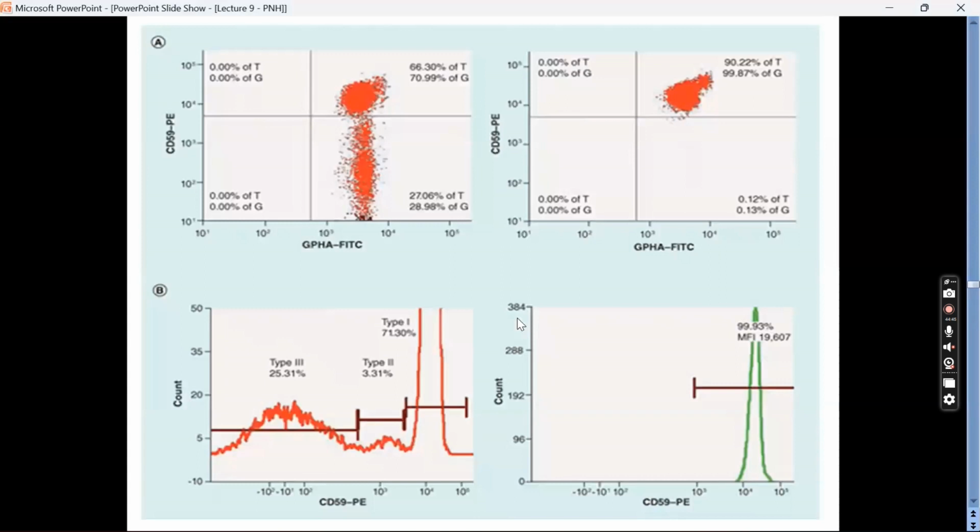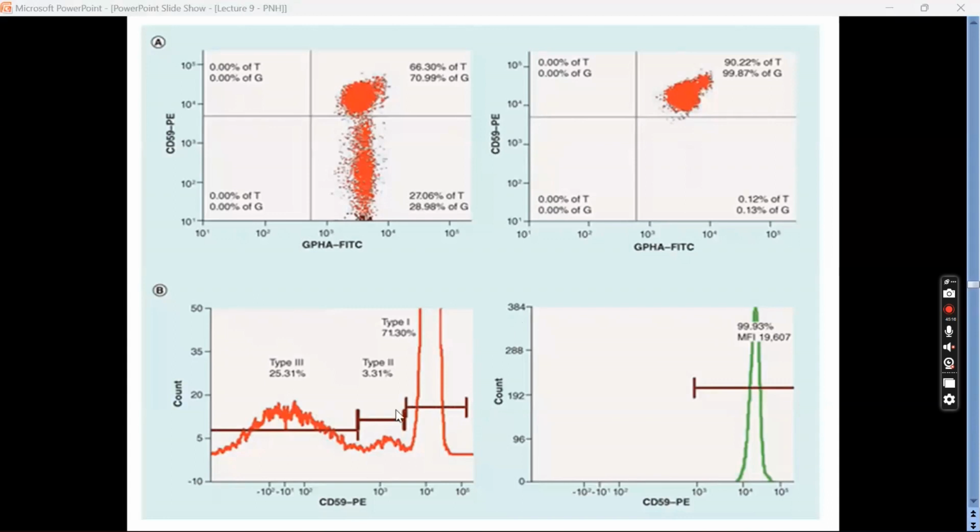This may appear very easy for you, but how do you position the quadrants? See, from here to here is type 3, from here to here is type 2, from here to here it's type 1. Since you're getting the population as a cluster here, it is easy to place. But during your routine analysis, it may not be very easy. So, how do you place the quadrants? Anyone? Anyone wants to give a try? How do you place that?